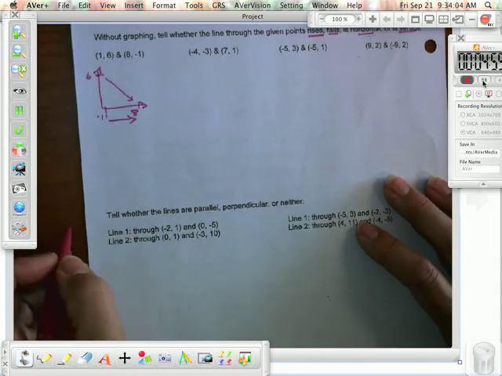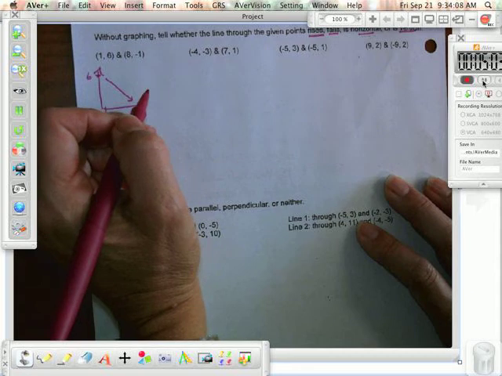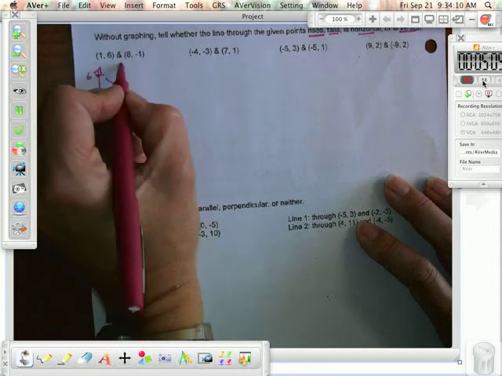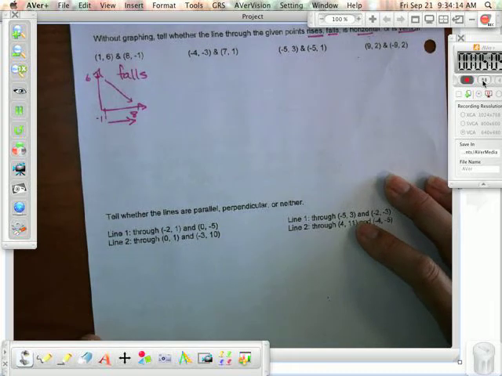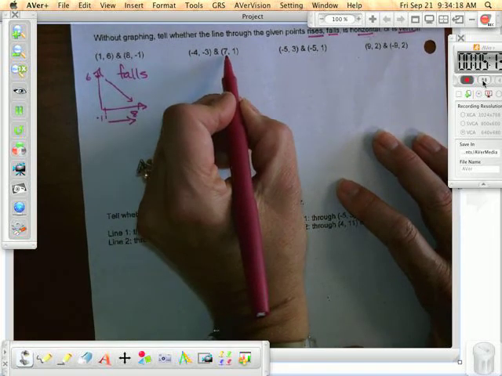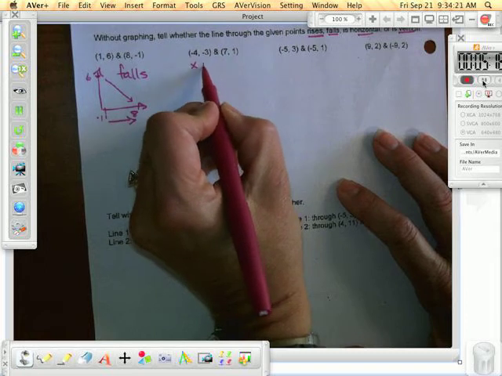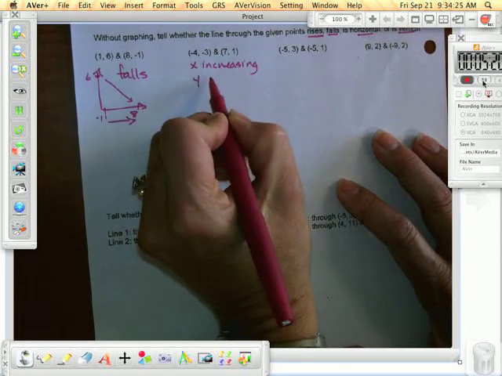So you can just look at the points. If you can't figure that out, you can try and figure out the slope, and it's negative. But this falls. As x increases, y decreases. What's happening here? X is increasing, and what is y doing? Decreasing. Yeah, you don't have to write this down, but I'm just going to write it down.